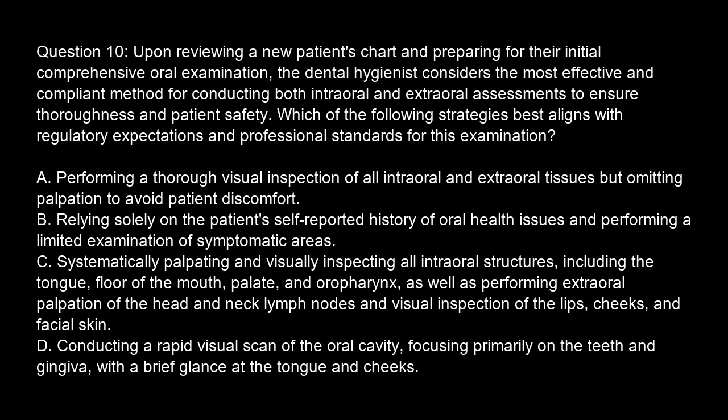Option B. Relying solely on the patient's self-reported history of oral health issues and performing a limited examination of symptomatic areas. Option C. Systematically palpating and visually inspecting all intraoral structures, including the tongue, floor of the mouth, palate, and oropharynx, as well as performing extraoral palpation of the head and neck lymph nodes and visual inspection of the lips, cheeks, and facial skin. Option D. Conducting a rapid visual scan of the oral cavity, focusing primarily on the teeth and gingiva, with a brief glance at the tongue and cheeks.